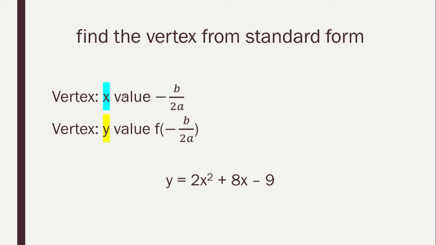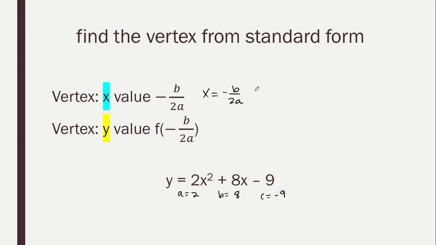So how do I find the vertex? I use this formula to find the x value, negative b over 2a. Well, that's not difficult because I can find my A, B, and C and utilize that. And this is on the formula chart, so it's not something you have to memorize. So my A value for the standard form is what? 2. What's my B value? 8. And what's my C value? Negative 9. So I identified this.